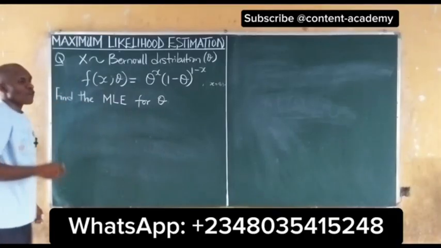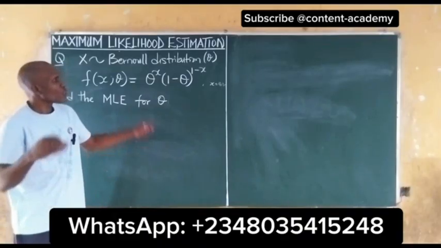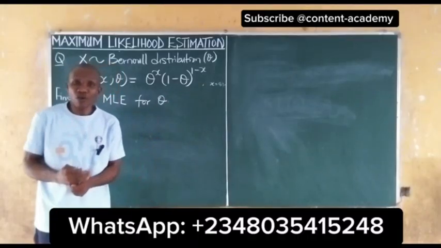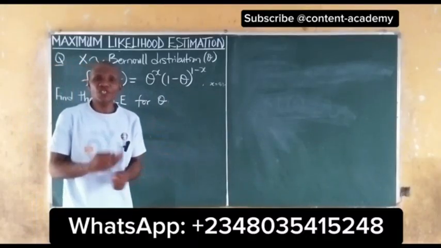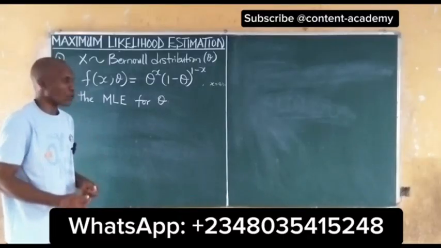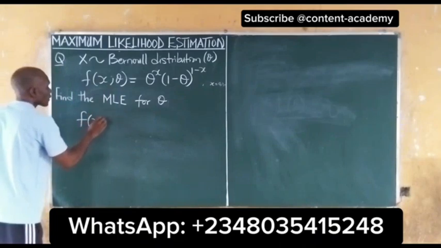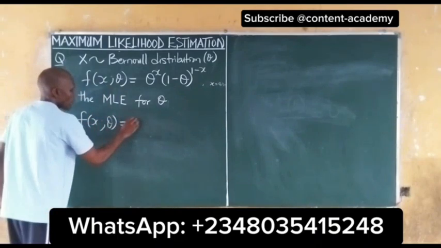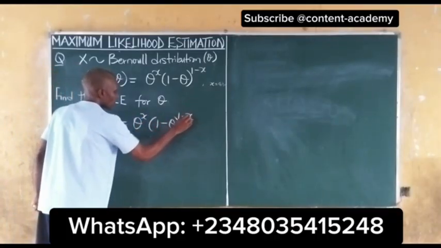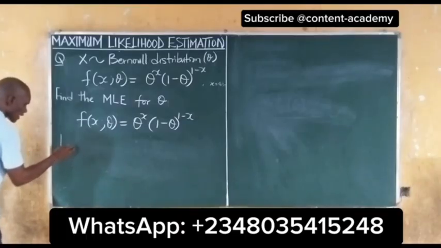Just like we said, for us to obtain the maximum likelihood estimator for any distribution, the first thing we have to do is to take the likelihood function. The next thing is to take the log of that function. Then we differentiate and equate to 0. When we do that, we now get the estimator. In this case, our PDF is given as the PDF of the Bernoulli distribution, so the first thing to do is to take the likelihood function.